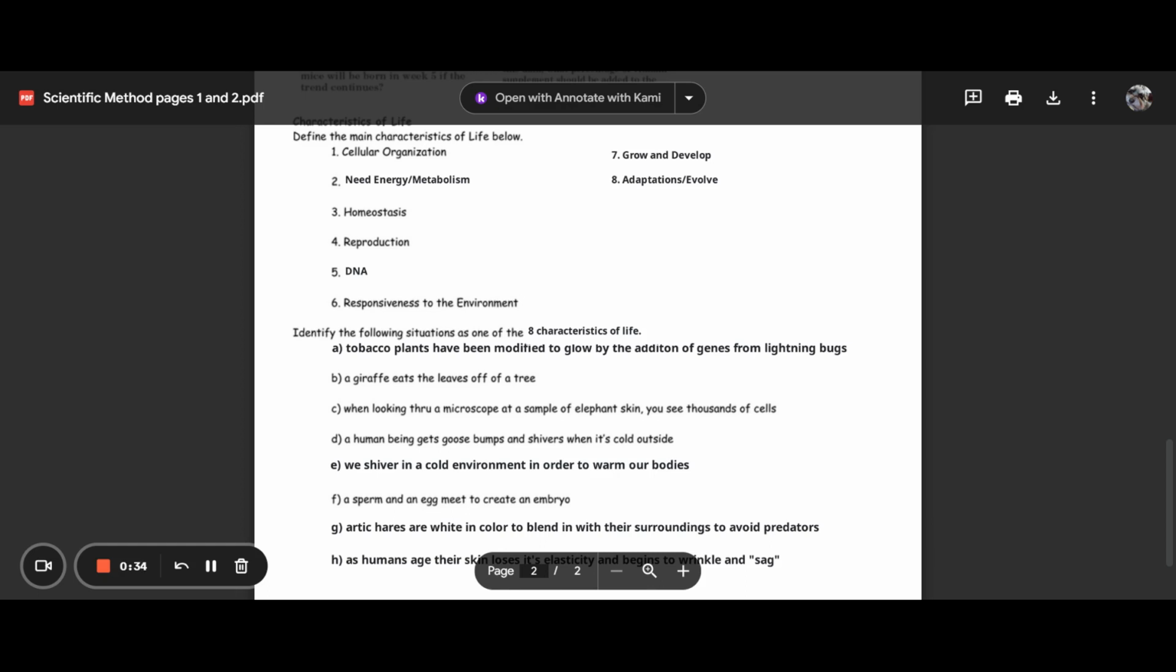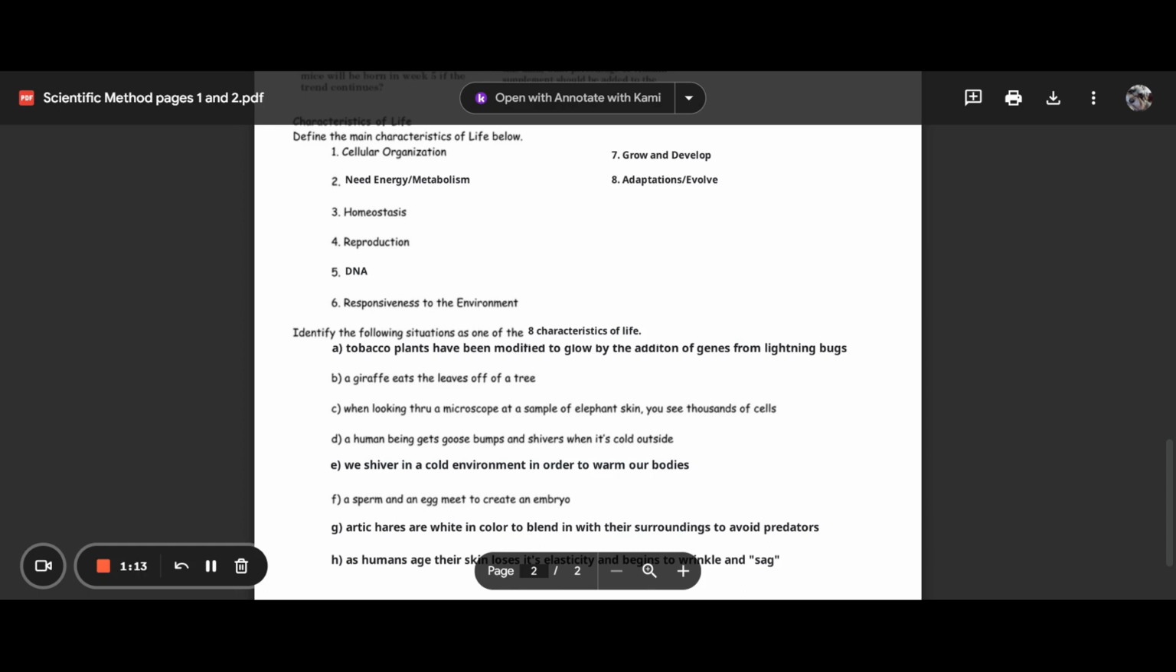So number one, go find out what does it mean that all living things have cellular organization. Number two, all living things need energy. We call that metabolism. Number three, all living things maintain homeostasis. Number four, all living things reproduce. Number five, all living things have DNA. Number six, all living things respond to their environment. Number seven, all living things grow and develop. And number eight, living things can adapt, and that leads to evolution.